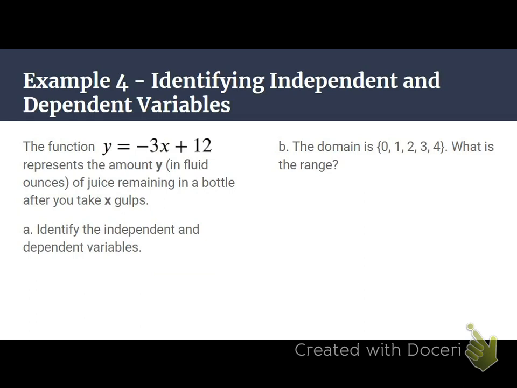Identifying independent and dependent variables. The function y equals -3x plus 12 represents the amount y in fluid ounces of juice remaining in a bottle after you take x gulps. Identify the independent and dependent variables. So what part of this is under our control in this situation? We decide how many what?